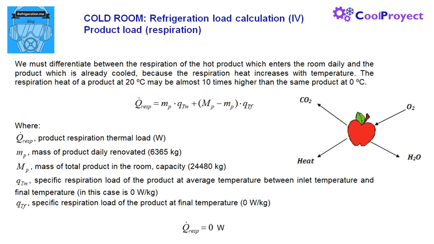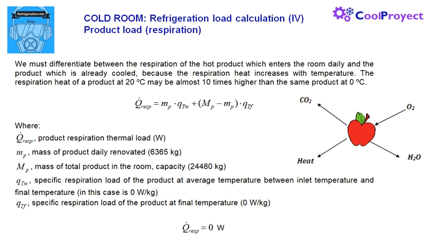Well, in addition to this product cooling load, some products like fruits and vegetables generate some heat due to respiration process, and we have to consider this load. In this case of chicken meat, there isn't any respiration load, but we are going to explain how you have to calculate that if there were.